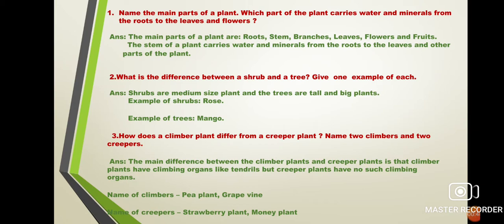Now, which part of the plant carries water and minerals from the roots to the leaves and flowers? So, stem. It is the stem of the plant that carries water and minerals from the roots to the leaves and other parts of the plant.